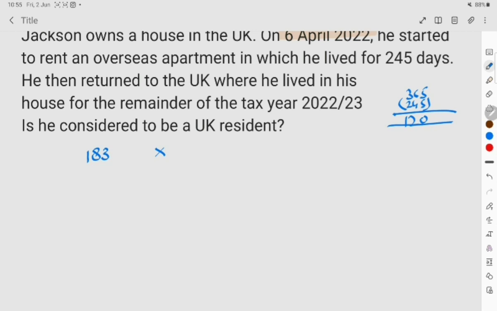The second automatic resident test requires that the person work full time in the UK. So he is also not working full time in the UK.